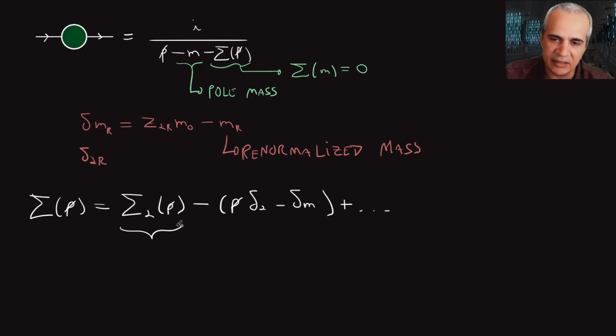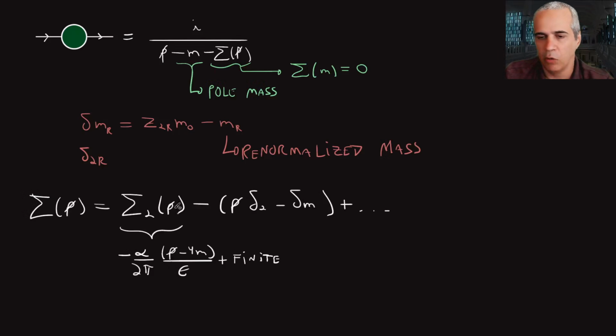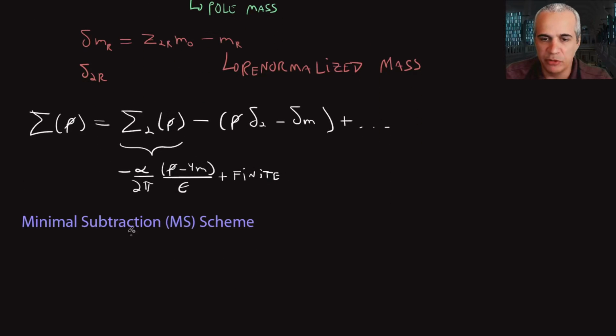And this guy had a simple form for the divergent term. It's the easiest integral in here, the one we did first. We concluded that this is minus alpha over 2 pi times p slash minus 4m over epsilon plus a finite part. There's a lot of things here, but the only part that depends on 1 over epsilon is this one. And that's what generates what we call the minimal subtraction scheme, or MS scheme.